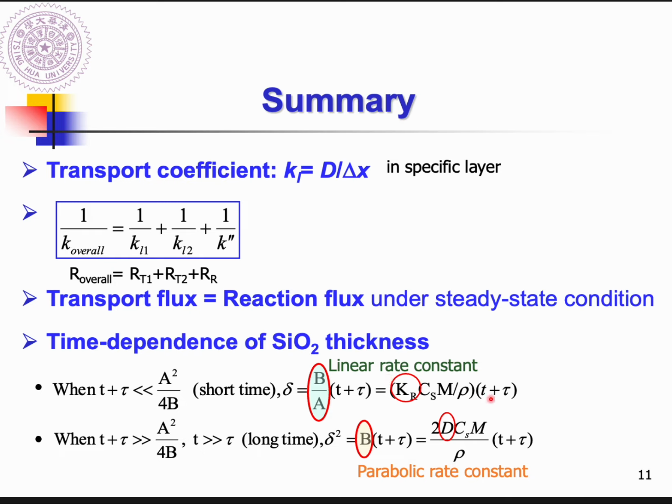So people call it a linear rate constant, because if we draw delta versus t, it's a linear relationship. And if we draw delta squared versus t here, it will be a parabolic relationship. So some people also call it a parabolic rate constant. Okay, so today we end here.